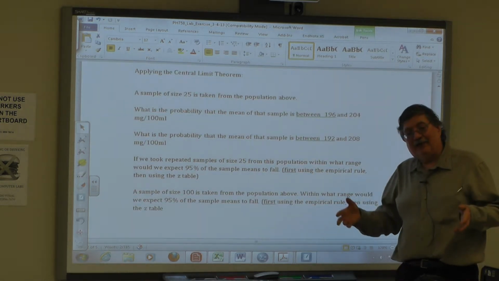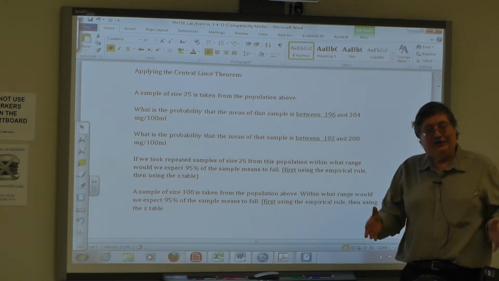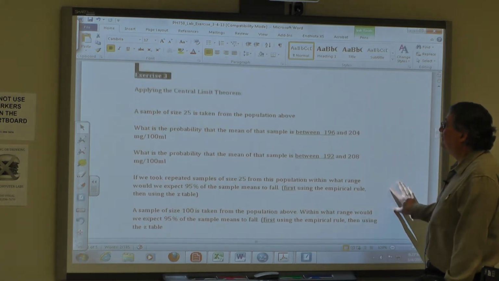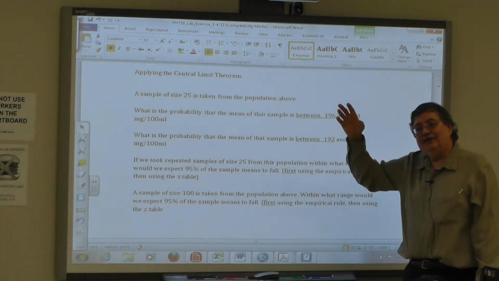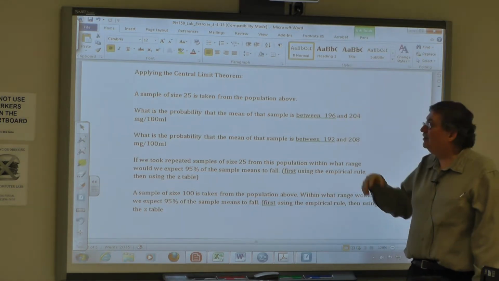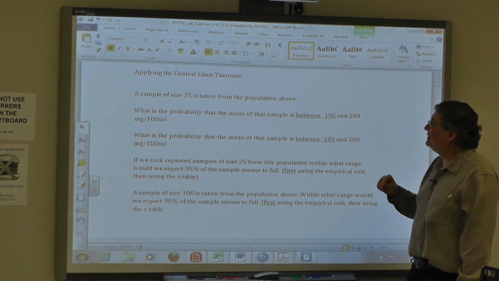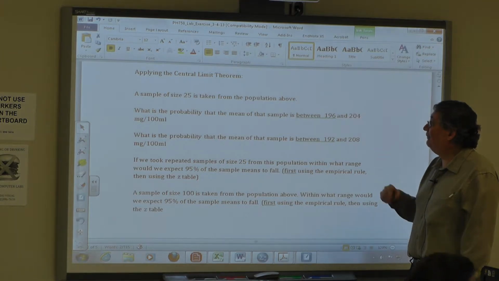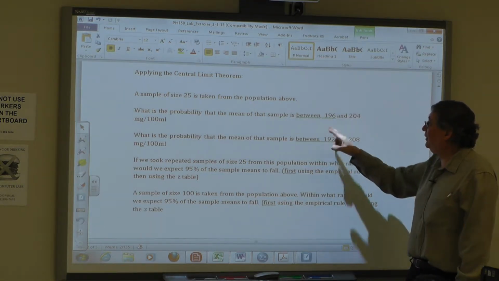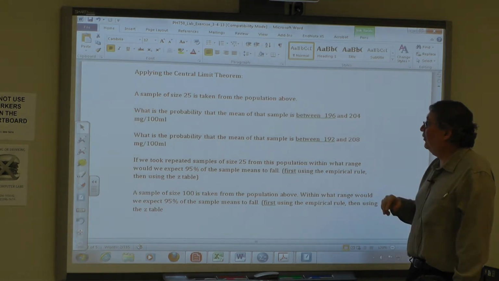Now we're going to deal with samples, and samples is what you're really going to be working with. Okay, let's see. Same population as above. Mean of 200, standard deviation of 20. You take a sample of size 25 from that population. What's the probability that the mean of the sample is between 196 and 204?